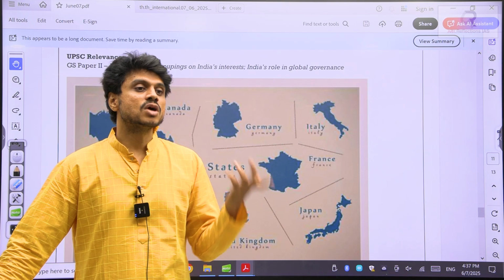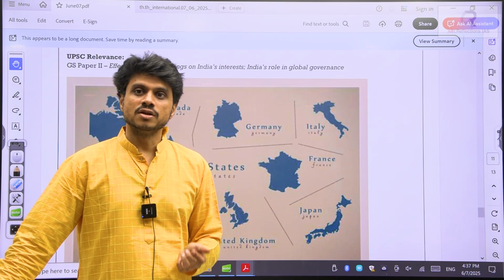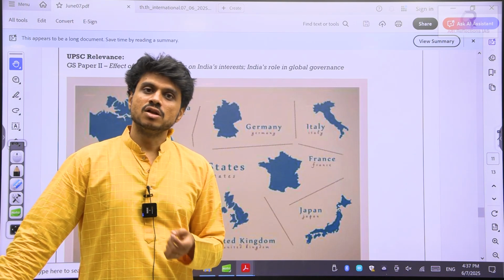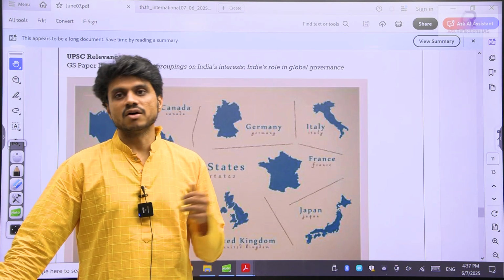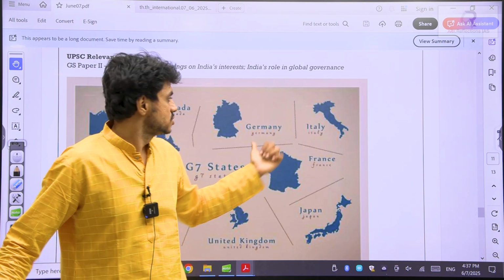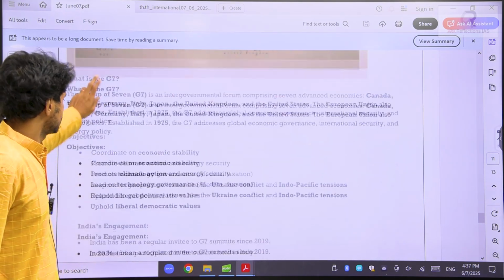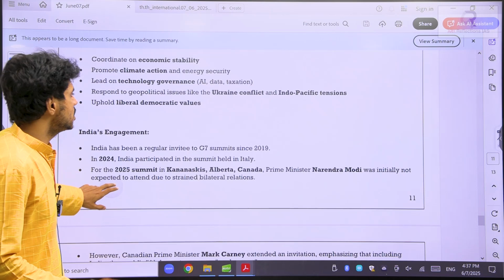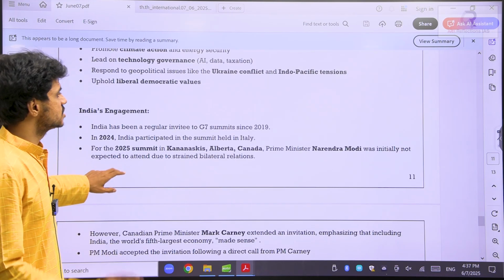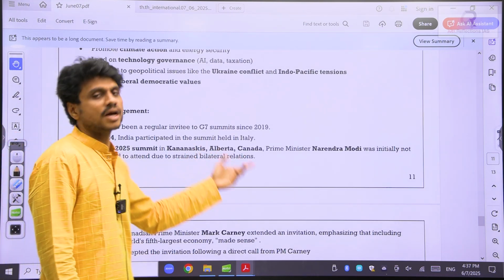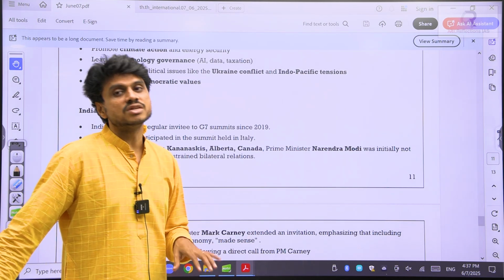In the G20 you also have countries like the African Union, India, Brazil, South Africa, all these countries. But here you do not have this. So here you have France, UK, USA, these countries. So currently the meeting is going on and India is going to participate in it. So that's the reason you need to know. The meeting is happening in Canada and the Canadian Prime Minister has invited India.